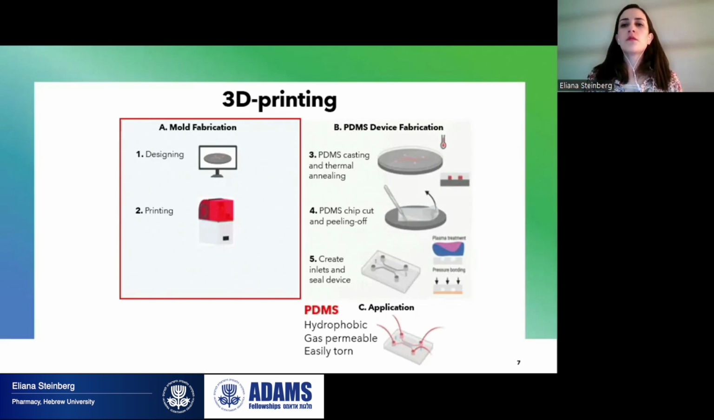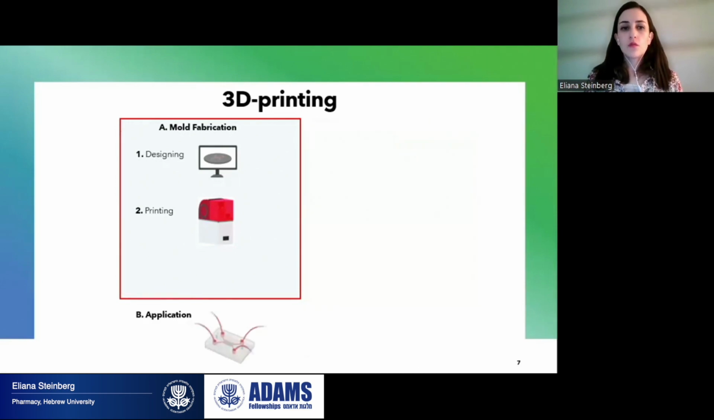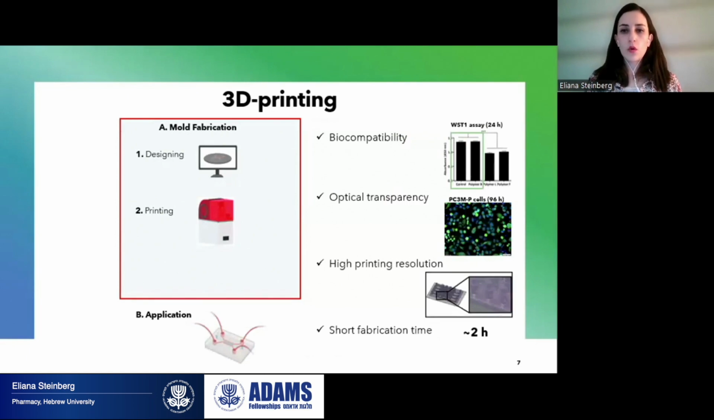Therefore, we worked on circumventing the need for PDMS and were able to fabricate chips from plastic polymers, making the fabrication process even faster. It takes just a few hours. We were able to achieve chips that were biocompatible, transparent, which enables microscope imaging, high-resolution printing of small features, and the process of fabrication from beginning to end only takes a few hours.